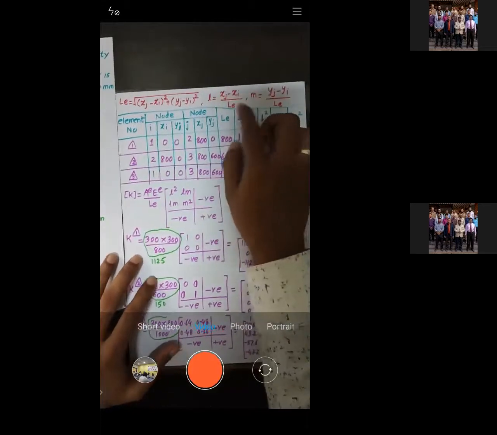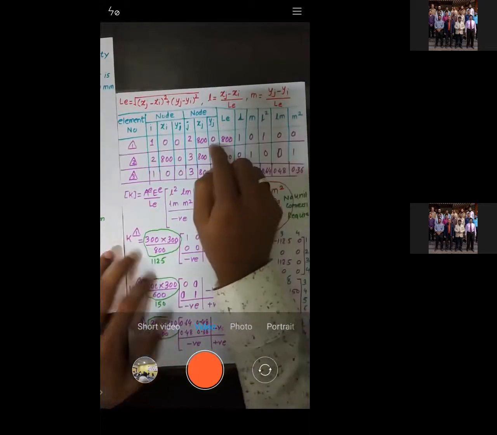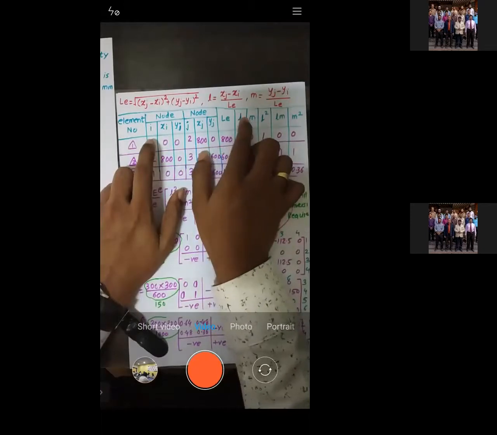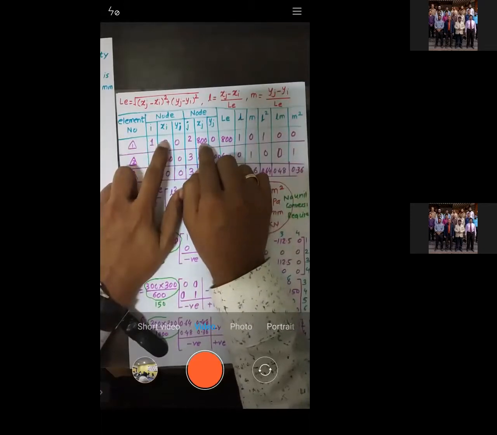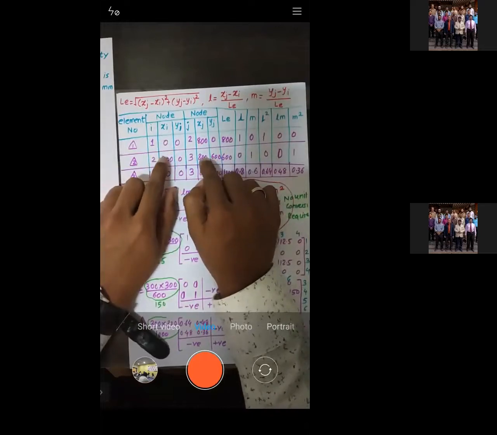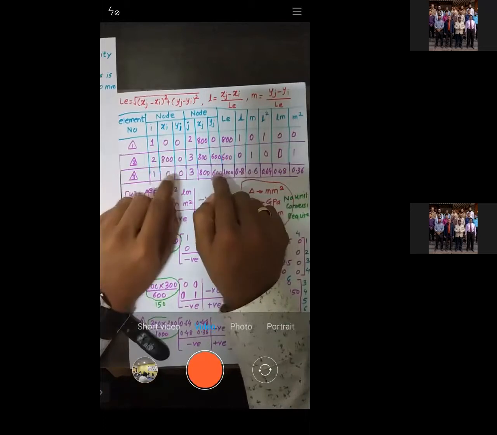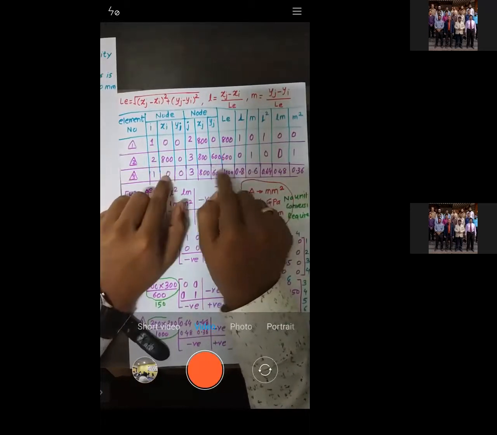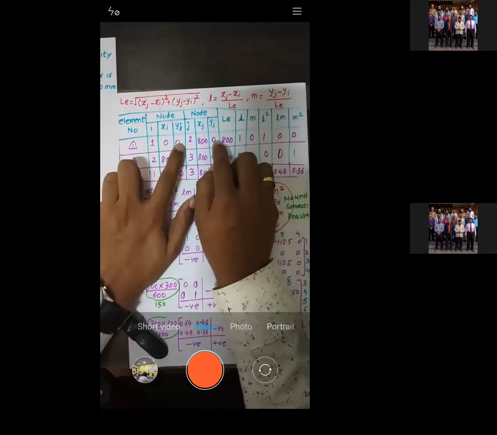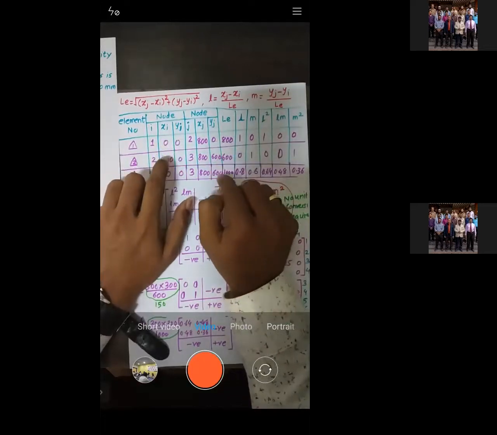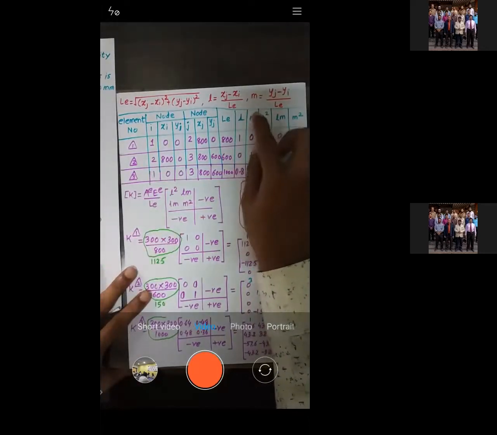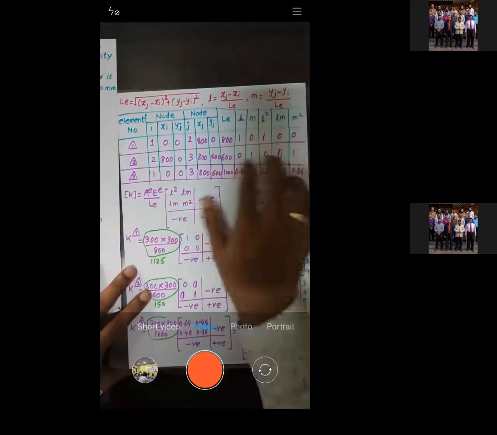The factor called L is taken as a ratio of X. It is the difference Xj minus Xi divided by Le. Similarly for this one, Xj minus Xi by Le, and for this one as well. Similarly, we have written M, that is Yj minus Yi by Le, for each element. Then we have taken L square, then L into M, then M square. So we got this.